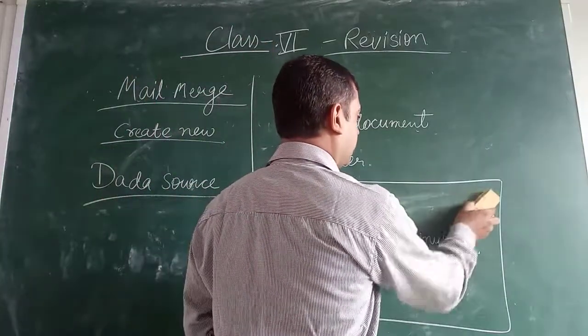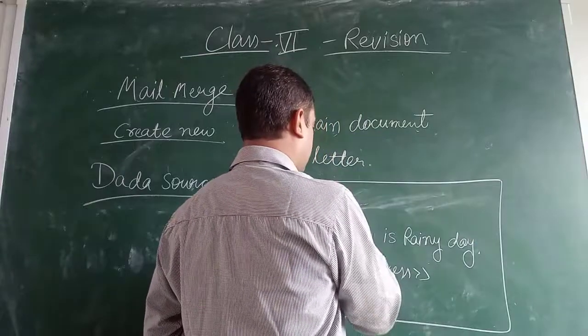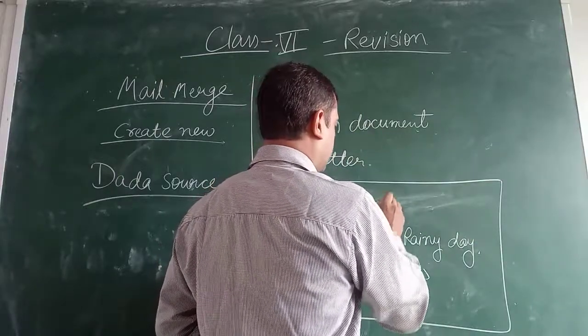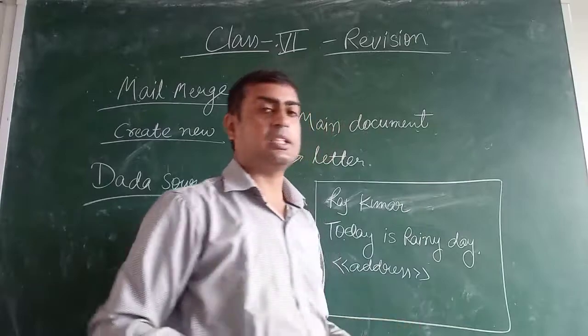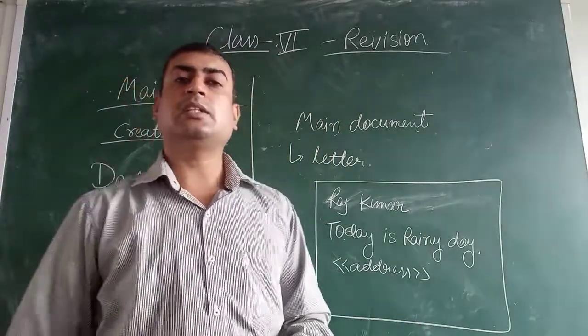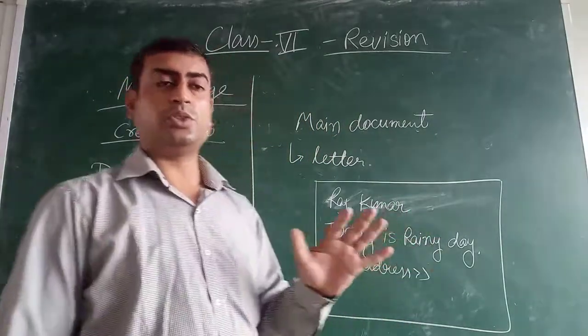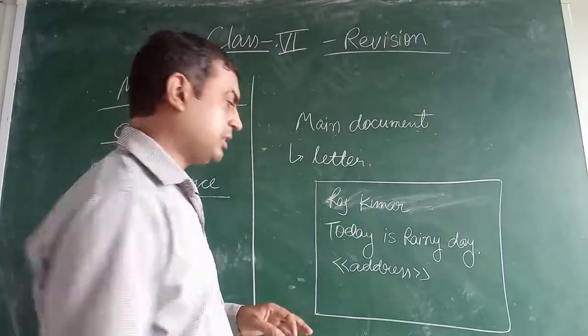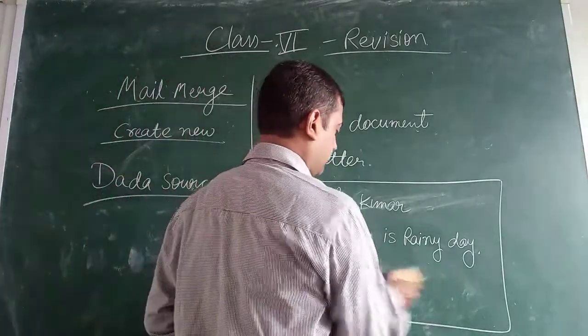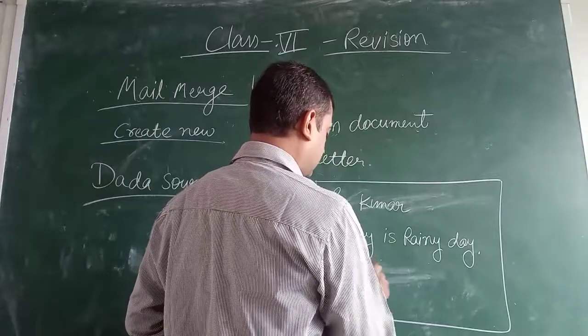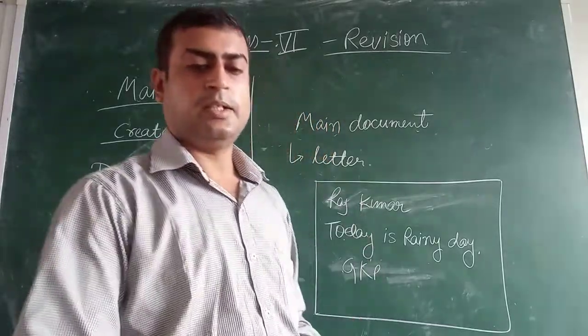Means it will show you the name as you have entered in the data source. Let's take an example. Raj Kumar is the first data which is present in your data source, Raj Kumar. So it will be shown to you. Now the address, if it is Gorakhpur, then Gorakhpur will be shown to you.